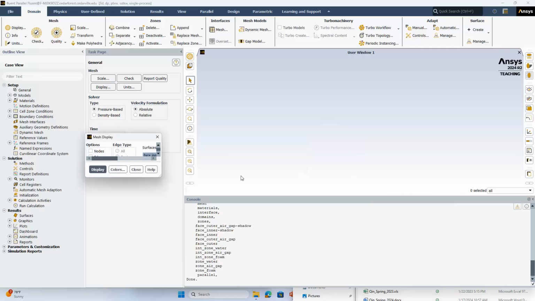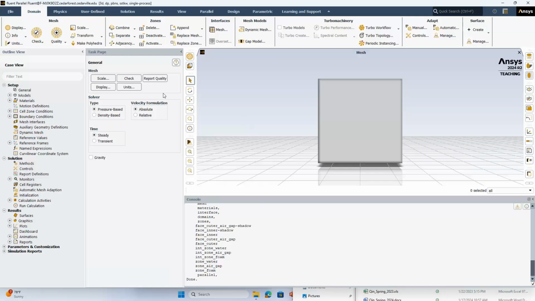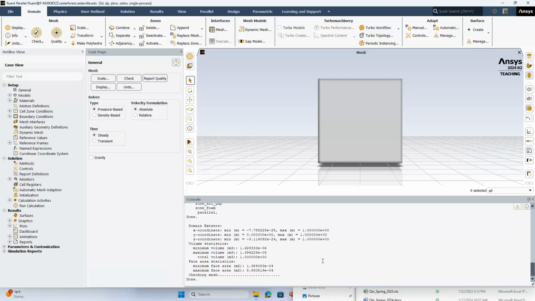Okay, you can display the geometry and check the mesh quality. It seems just fine, right? Okay. Now we will use pressure-based solver. We will use transient solver, as I have mentioned, right? This is a transient problem. Everything changes with time, so transient.